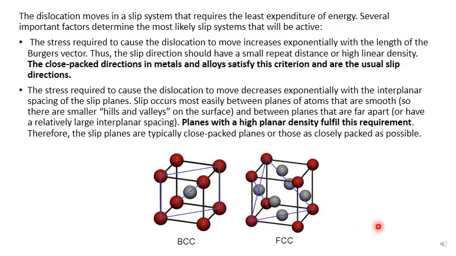In FCC structure, the highest planar density plane is 111, because it includes the most of the atoms in the crystal. It's denser than any other one, and you can check it by yourself. Double check it by yourself. So the 111 plane is the most dense plane in FCC.